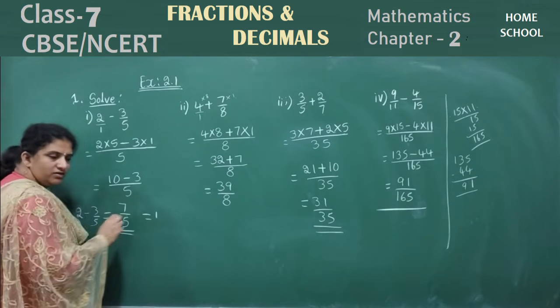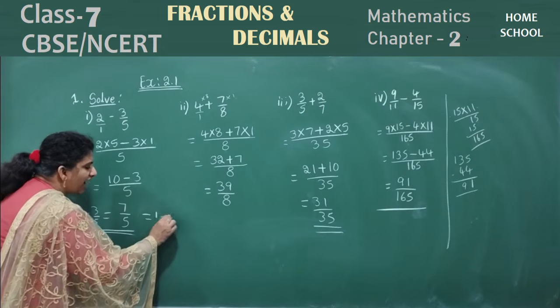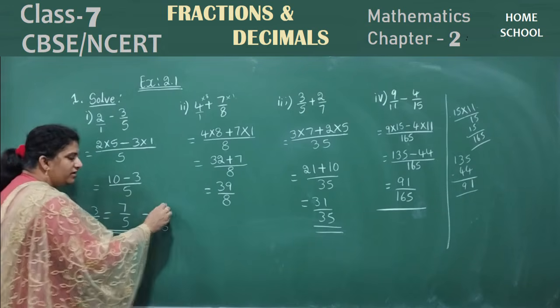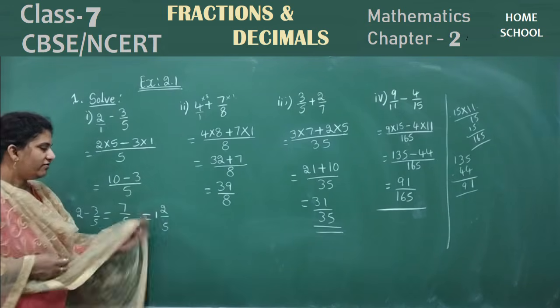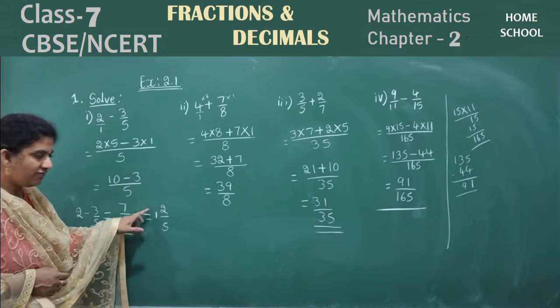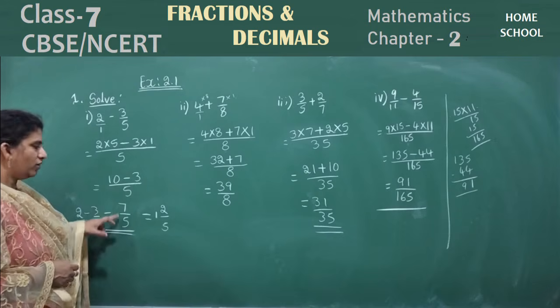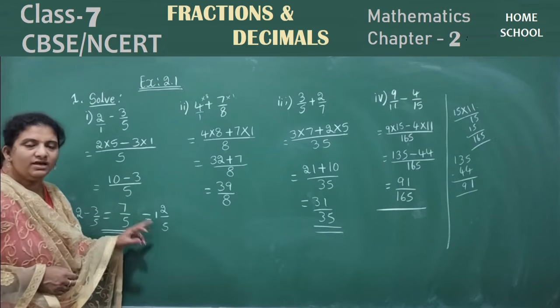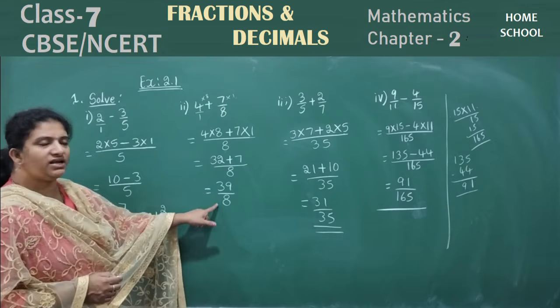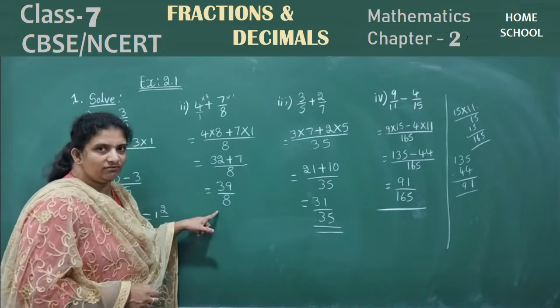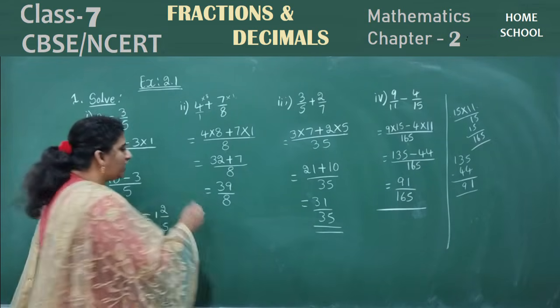Here, how much if you add, you will get 7? That is 2, right? 5 ones are 5. 5 plus 2 will be 7. 7 by 5. If you want, you can rewrite this in mixed fraction. Similarly, improper fractions you can convert into mixed fraction. Here also you can convert.